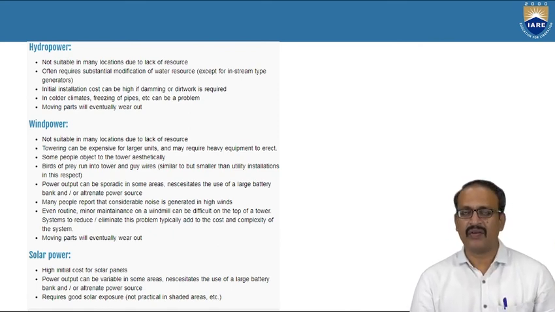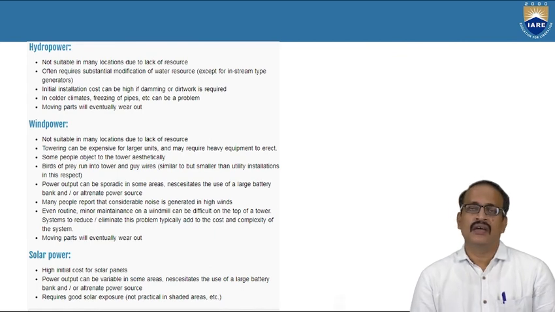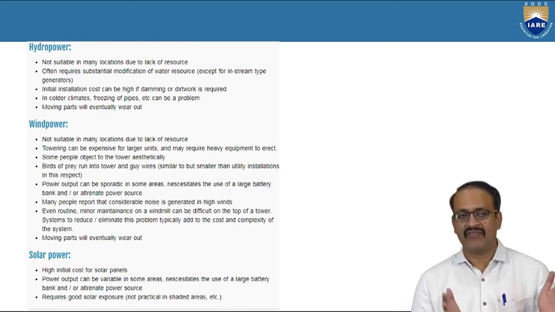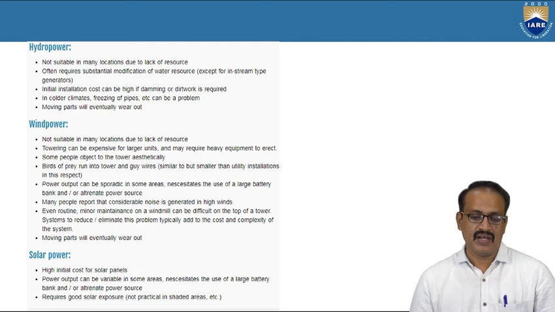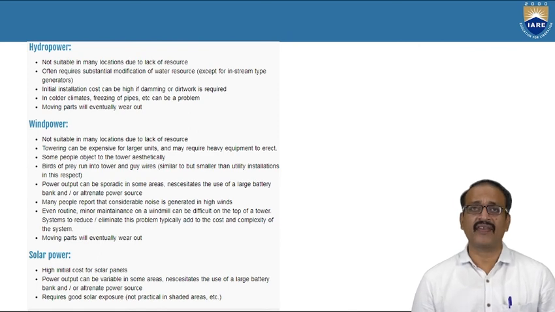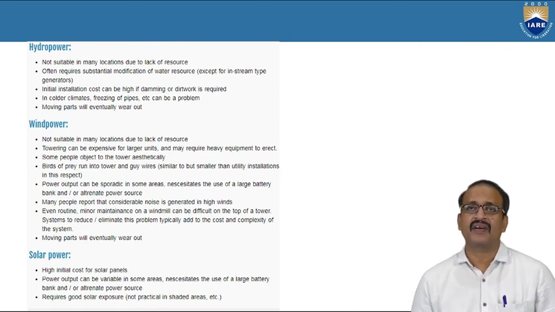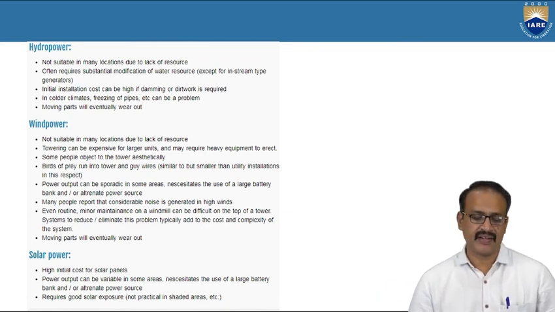The only one where you cannot find moving parts is solar photovoltaic power. Wind power, you cannot place everywhere, only where wind potential is good, and towering is very, very expensive. So people will generally reject it, and it gives so much noise. Here also we have moving parts, which we have to replace because of wear and tear.